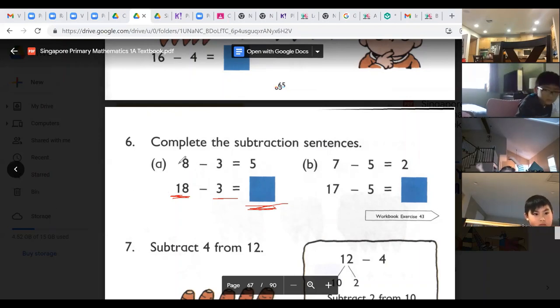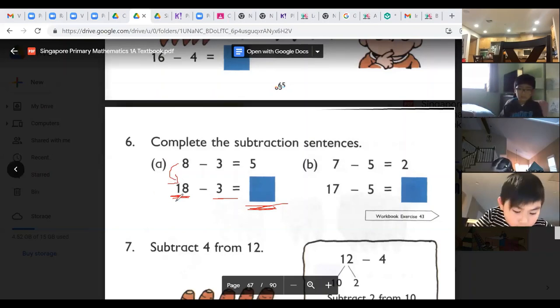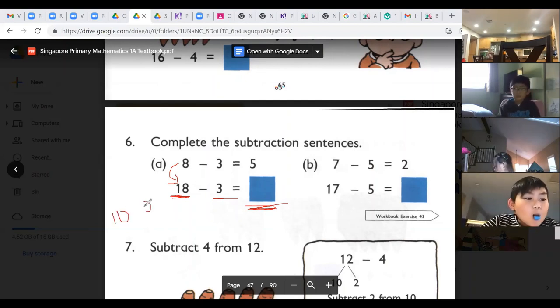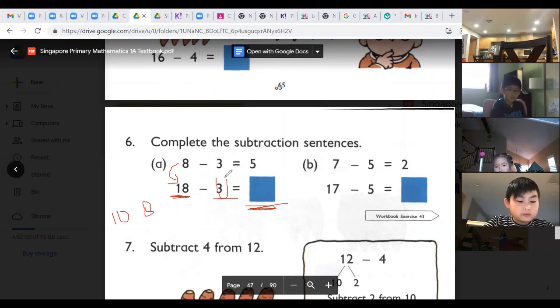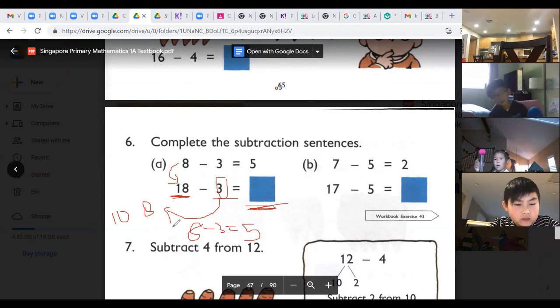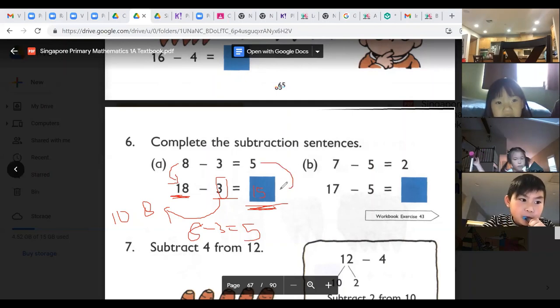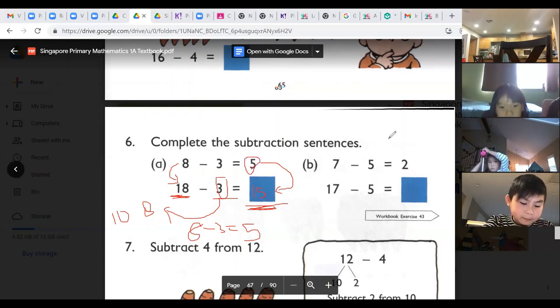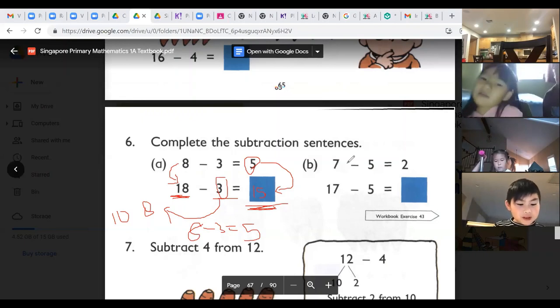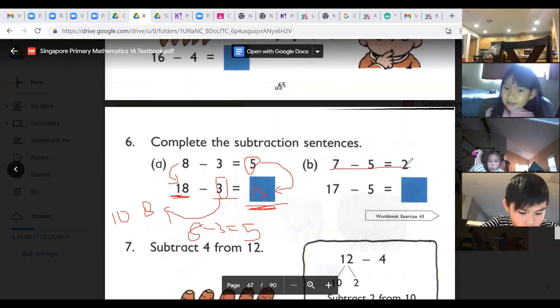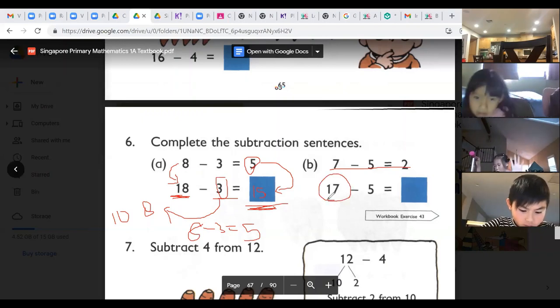Okay, so if we're adding a 10 here, then we can do the 10 strategy. So the number pair with 10 in it would be 10 and 8. And so we can just use the 8 to subtract with the 3. And we know 8 minus 3 is 5. So the answer would just be 10 and 5 together, which is 15. And you guys might realize that this is just adding a 10 to the 5. And so it'd be the same thing here. If we have 7 minus 5 equals 2, we add 10 here.